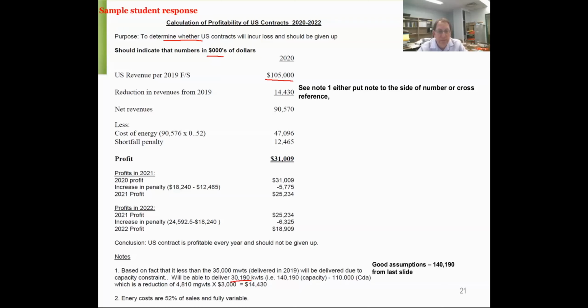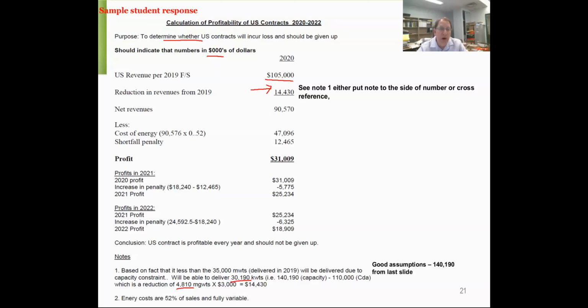So you're short. I'm short almost 5,000. I'm short 35,000 minus 30,000. I'm short 4,810 megawatts, times $3,000. I'm losing revenue of 14,430. People, everybody get that? You fulfill the Canadian first, 110. Unfortunately, I can't fulfill all the US. So my revenues go down.